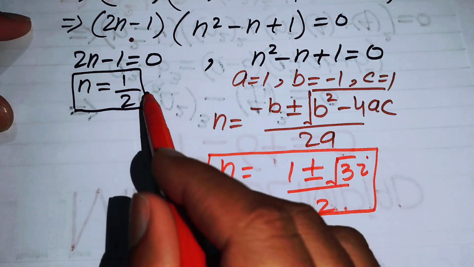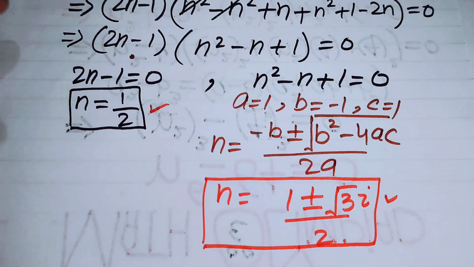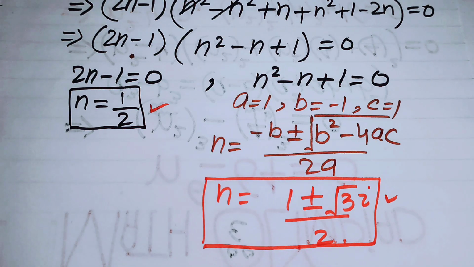So these are the three roots of this equation. In the first case we find two roots, and in the second case we find three roots. So these are the total 5 roots of the given equation, and this is our final answer.